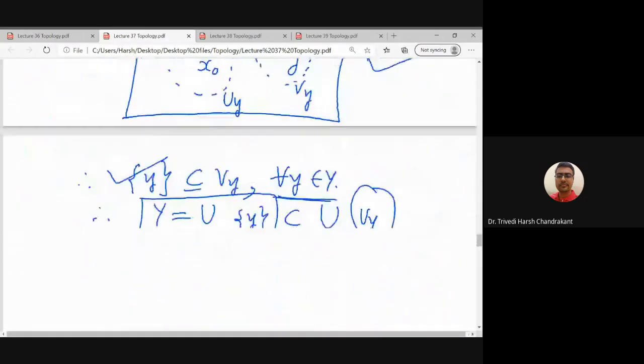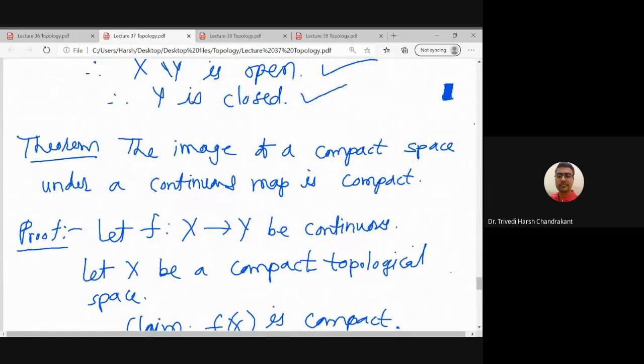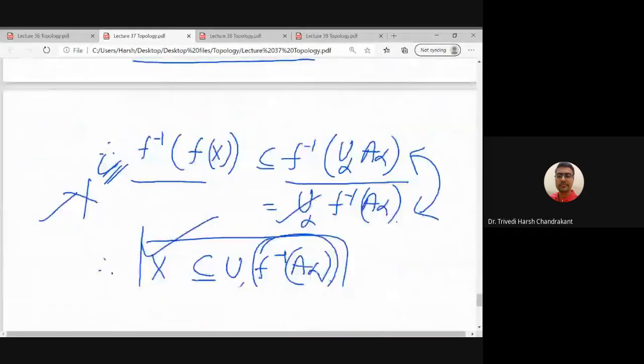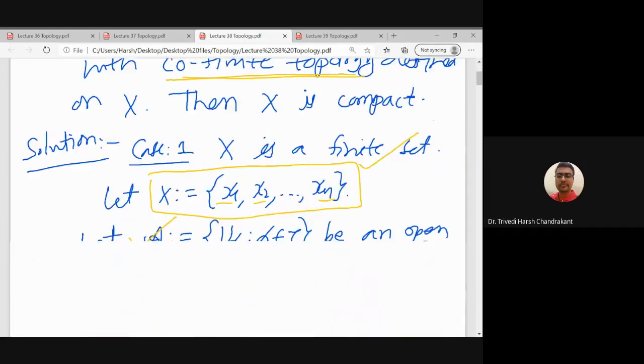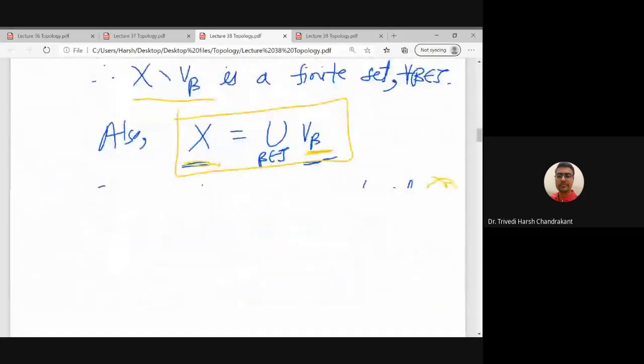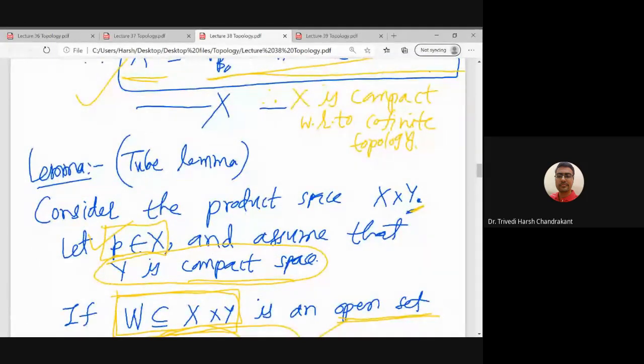We have seen all these results, which are very important, particularly the result that compactness is a topological property. That means the image of a compact space under a continuous function is always compact. And in the previous lecture, we discussed an example: if X is a non-empty set on which we have the cofinite topology, then it is always a compact space. We discussed two cases, one in which it is a finite set and the other in which it is an infinite set. Whenever we have a finite set, then whatever topology we consider, it is always compact.